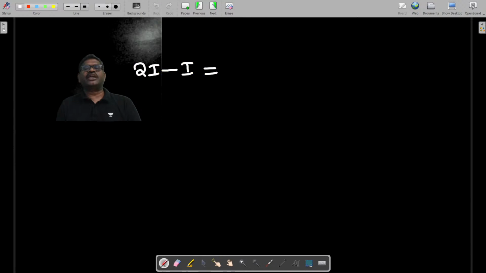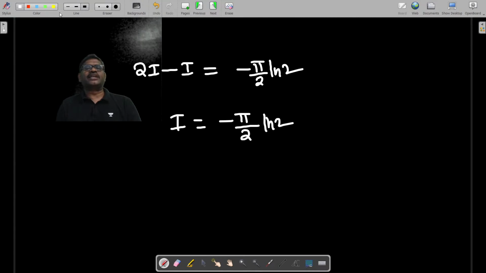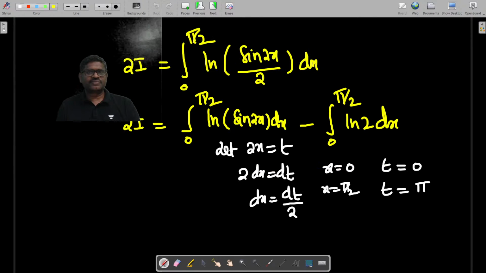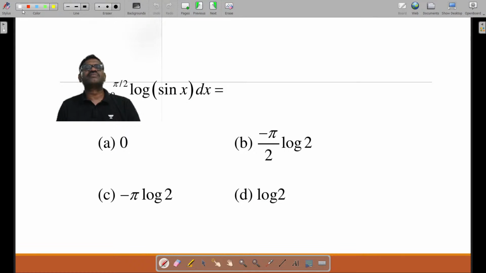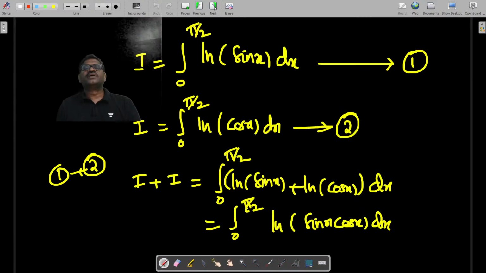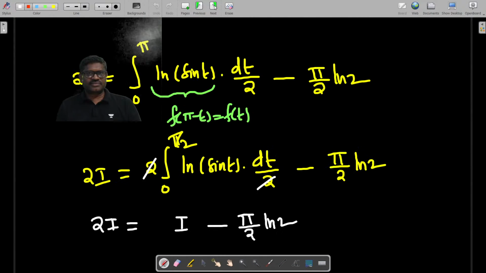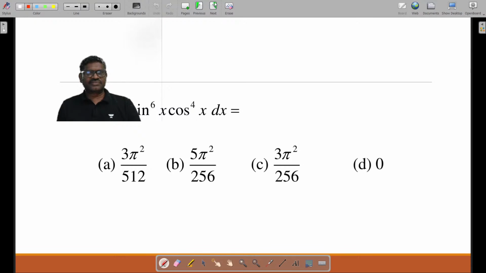2I minus I is minus pi by 2 log 2. Therefore, the value of the integral is minus pi by 2 log 2. So, the final answer is minus pi by 2 log 2. Understood? Observe.